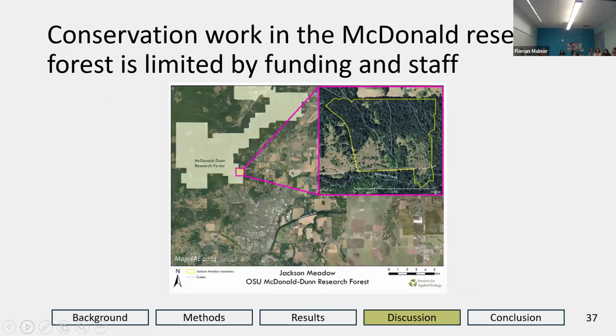So the forest plan for the McDonald Dunn Research Forest actually includes a section about conserving oak savanna and other habitats of concern. Right now, they're doing this really cool project in Jackson Meadow, which is shown on this map here. And they're allocating pretty much all of their resources for conservation to this project. It's a very intensive project. But that means that they don't have a lot of funding or other resources to restore other areas of the forest, like my research sites. So if they were to try to do some sort of invasive plant control in the remnant oak savannas, it would need to be very low cost.